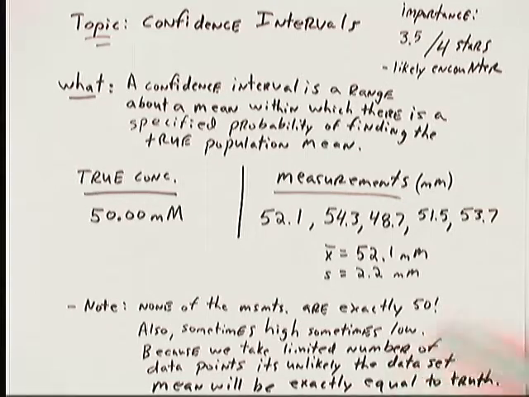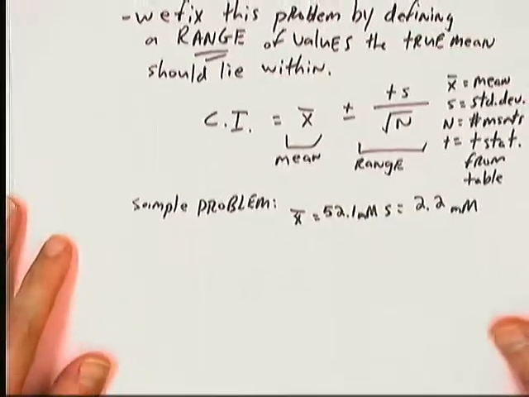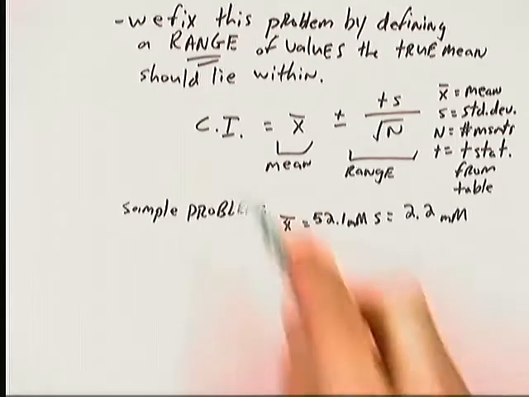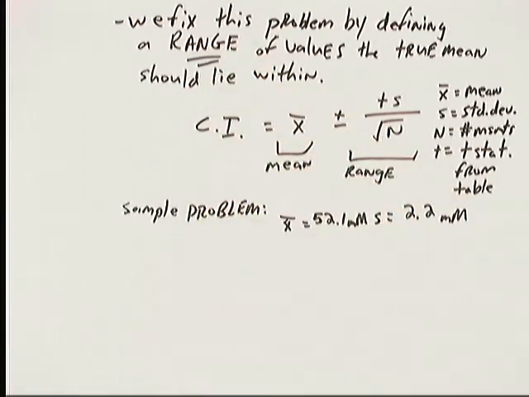All right? So none of the measurements are exactly 50, sometimes high, sometimes a little bit low. Because we take a limited number of data points, it's unlikely the data set mean will be exactly equal to the truth because of our sampling error, as I like to call it, okay? So how are we going to fix this? Well, we can fix this problem by defining our range, that is our confidence interval of values the true mean should lie within. So we're going to make a range around the mean.